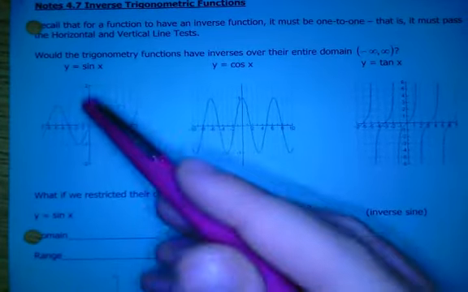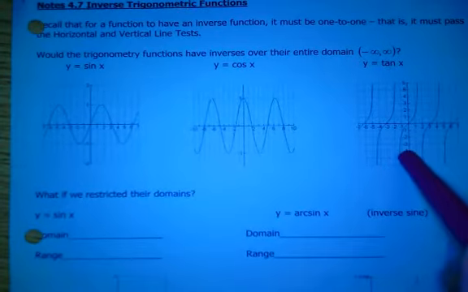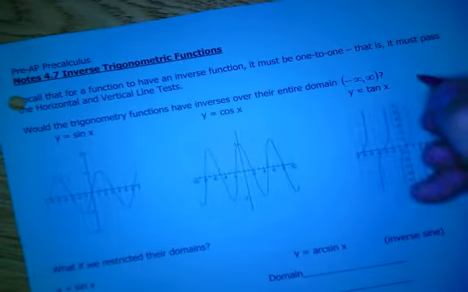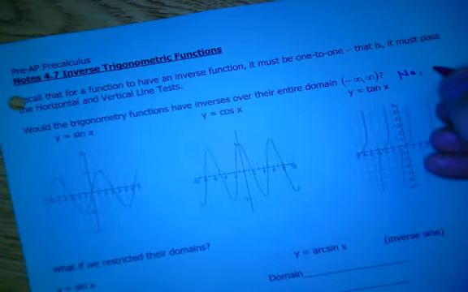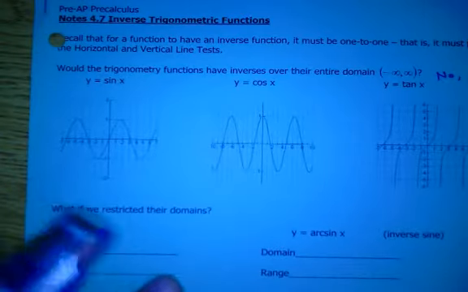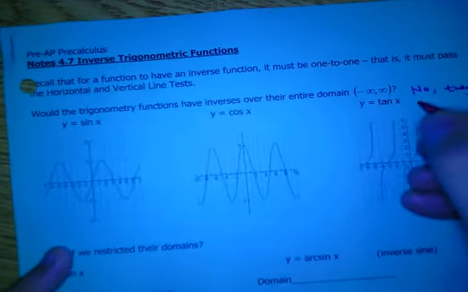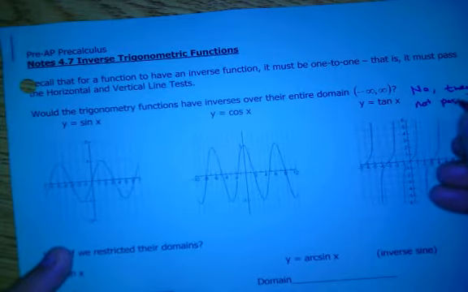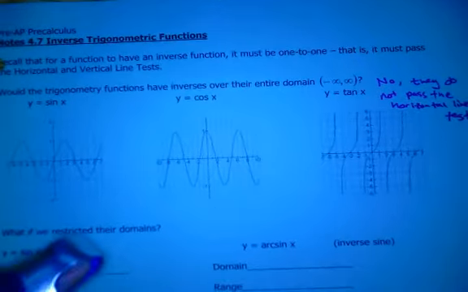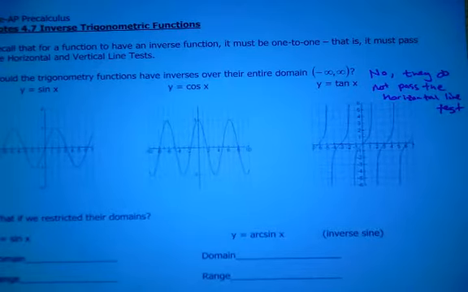Okay, so looking at these domains, we just talked about this. Would any of these functions have their inverses over those entire domains? No. Why not? A vertical line test means that they are functions. They do pass that. Yeah. No, they do not pass the horizontal line test.